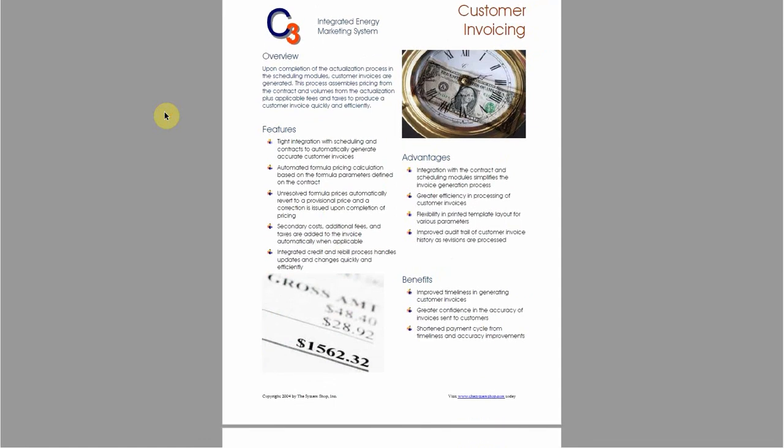Customer invoice. Once you've scheduled it, once you've actualized it, the system automatically generates accurate customer invoices. Those may be based on formula prices. They may be based on a fixed cost. Unresolved formula prices can automatically generate a provisional price invoice where needed. Secondary costs, additional fees, taxes, perks, etc. are added to the invoice automatically when applicable, along with an integrated credit and rebill process to handle updates and changes quickly and efficiently.